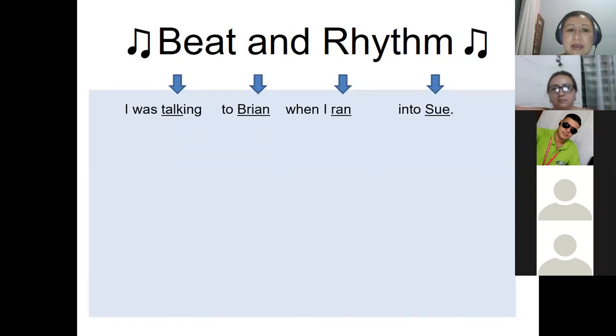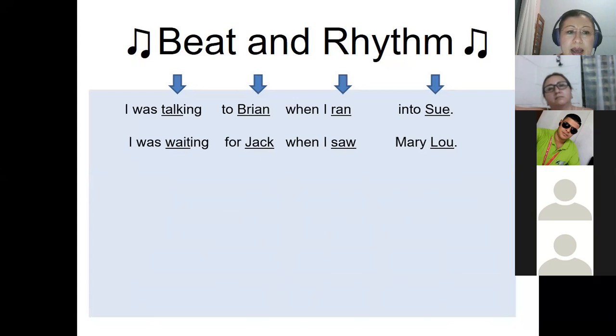So, for example, I was talking to Brian when I ran into Sue, okay? The word I underline is because it receives the strongest emphasis. The other one: I was waiting for Jack when I saw Mary Lou, okay? It's like this.